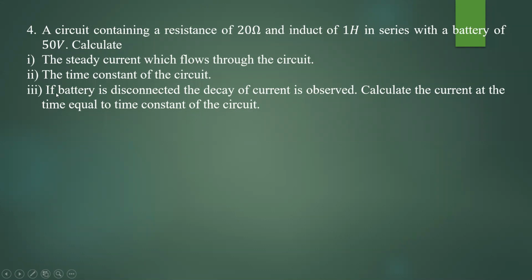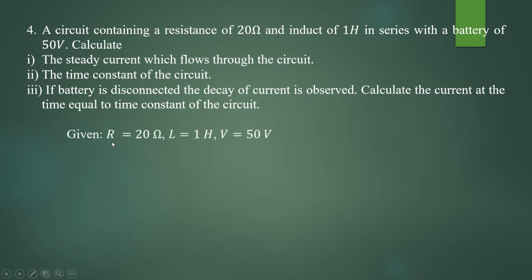Third one, if the battery is suddenly disconnected, the decay of current is observed. So in this circuit, the battery is suddenly disconnected after reaching the maximum current, then decay of current is observed. Calculate the current at the time equal to the time constant of the circuit. After reaching the maximum current, the battery is disconnected suddenly. Then what will be the current value at the time equal to the time constant of the circuit? Okay, this is a simple problem. This is a series RL circuit connected with a battery of 50 volt. So let us find one by one.